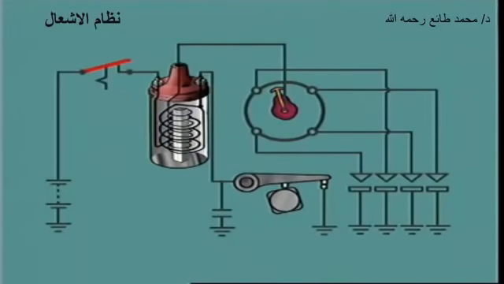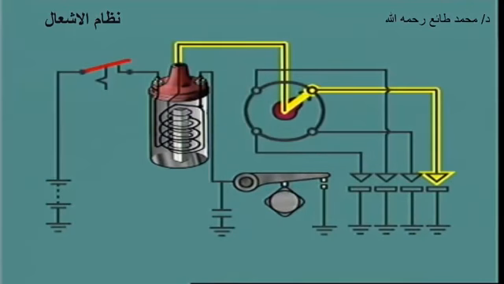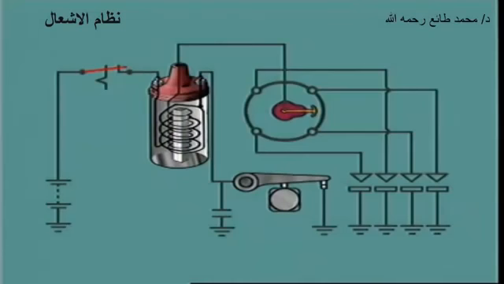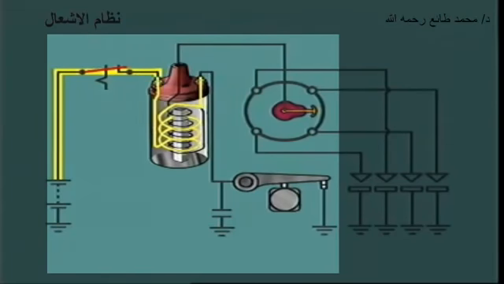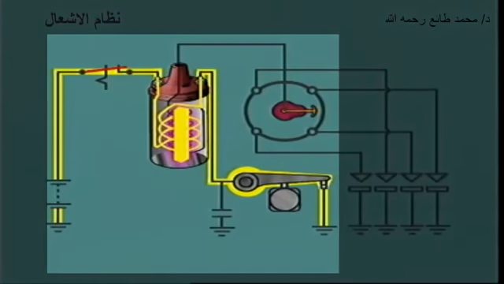As the rotor arm rotates, it lines up with the segment inside the distributor cap, which leads to the spark plug for that cylinder. With the ignition switched on and the contact breaker closed, current flows from the positive battery terminal through the ignition switch, the primary winding, and the contact breaker to ground, then back to the negative battery terminal. The current flow establishes a magnetic field around the windings. The field is intensified by the rod-shaped laminated iron core.